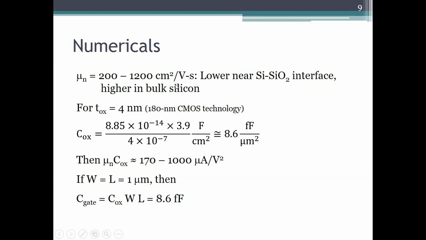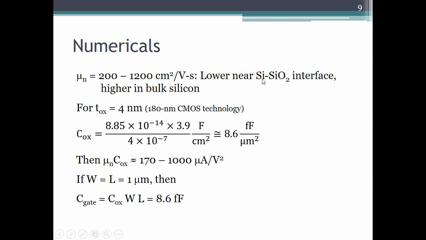Okay, here are some numbers which are good to have a feel for. There was this mu and Cox in the MOSFET current equation. The mu is the mobility of electrons in silicon, and the mobility varies from about 200 to 1200 centimeter squared per volt second. In high quality bulk silicon, the mobility is about 1200, and by high quality I mean where there are very few impurities in the silicon, and it is bulk silicon.